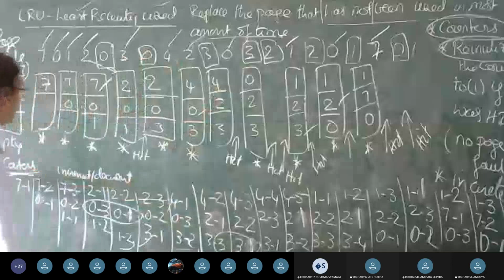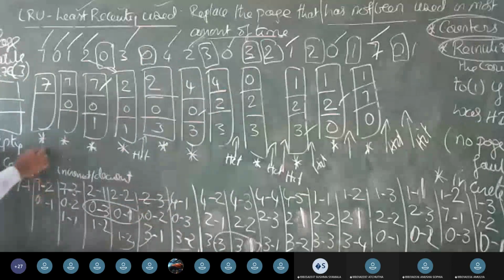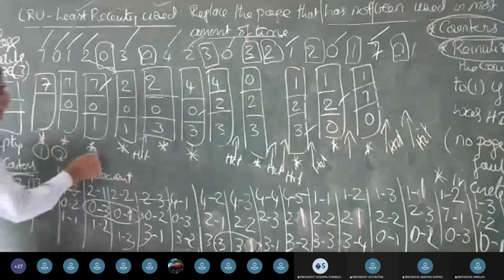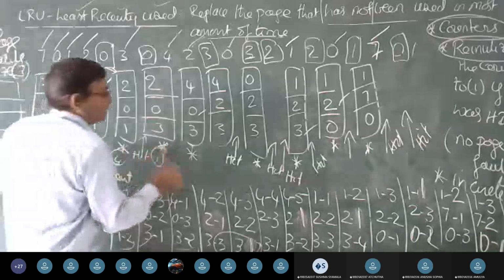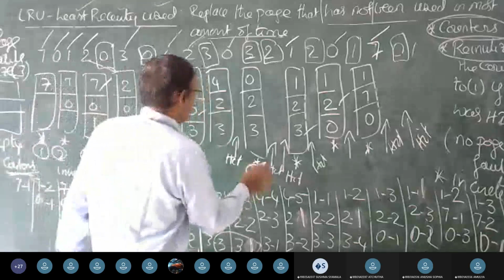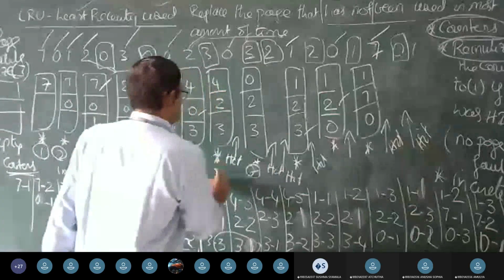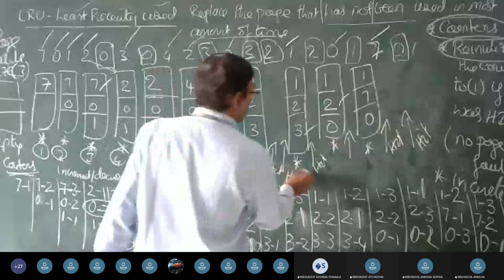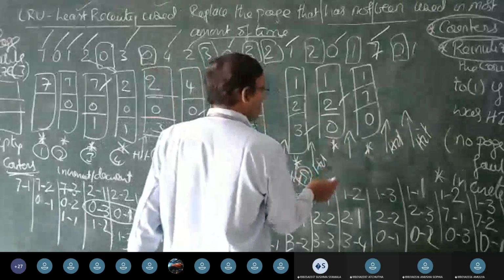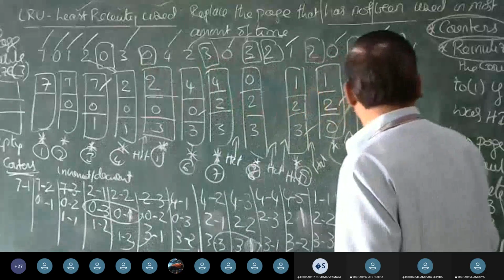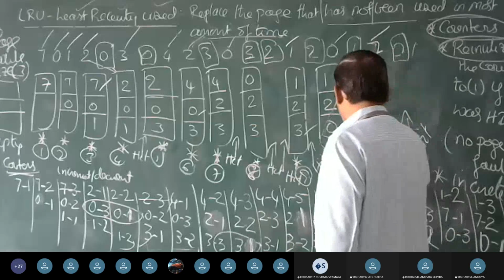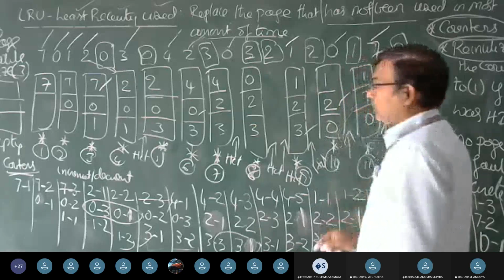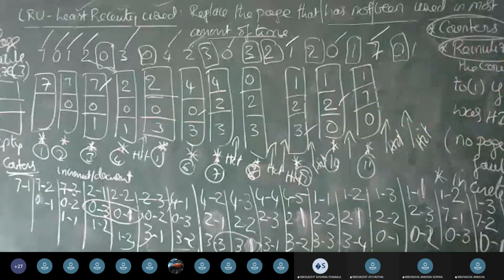Now let us calculate how many page faults have occurred. 1, 2, 3, 4, 5, 6, 7, 8, 9, 10, and 11. So 12 page faults should have happened.